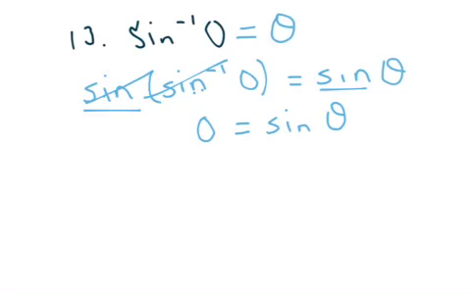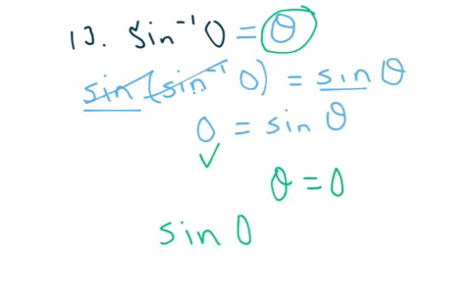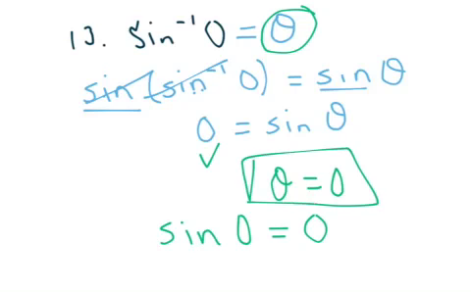Now, you look at your table, table 1, and you're going to notice that we're really looking for theta. So you look on your table and you look for 0, and you notice that theta equals 0. So sine of 0 equals 0. So your answer is theta equals 0.